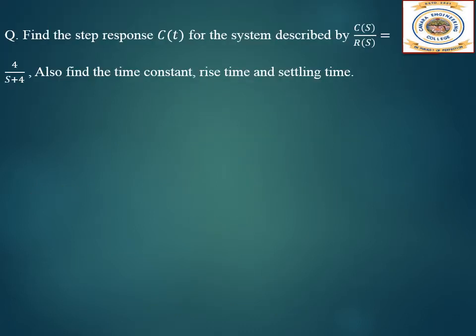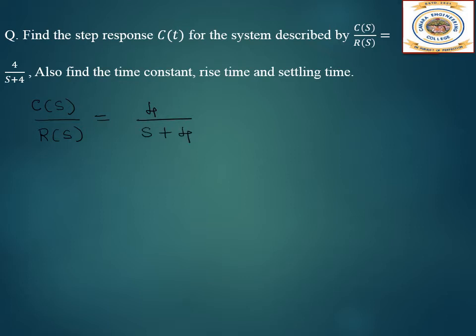So here the question is: you have to find the step response for the system described by C of S by R of S equal to 4 by S plus 4. Also find the time constant, rise time and the settling time. So first let us write the transfer function. C of S by R of S equal to 4 divided by S plus 4.